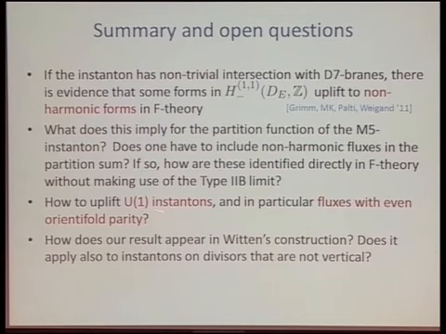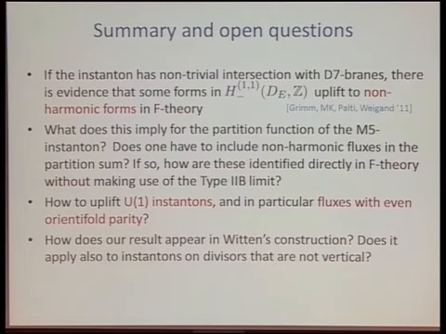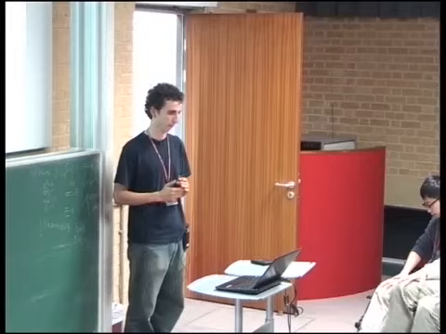A different question would be, how should we uplift U(1) instantons? Because these have fluxes with even orientifold parity, but even 2-forms don't uplift to 3-forms. They uplift to 2-forms, so they can't directly be identified as 3-form flux, which is, again, an open question. And finally, of course, how one could identify our result directly with Witten's construction. Well, thank you very much.